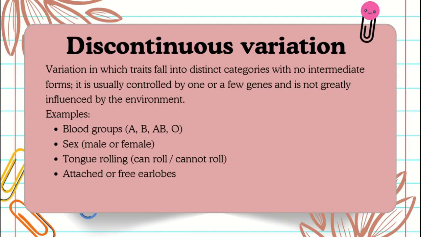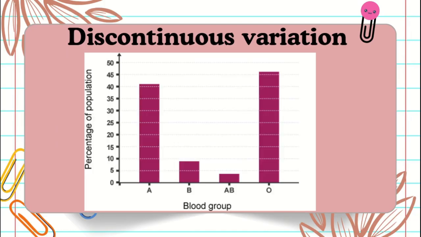With discontinuous variation, there are clear-cut categories, meaning blood groups, for example, either you're A, B, or O. There's no A-ish, there's no B-ish, there's no AB-ish. You have to fall into one of the categories. Even with your gender, you have to be either male or female. There's no in between. Either you can roll your tongue or you can't. Either your earlobes are attached or they're not attached. There's no in between, basically.